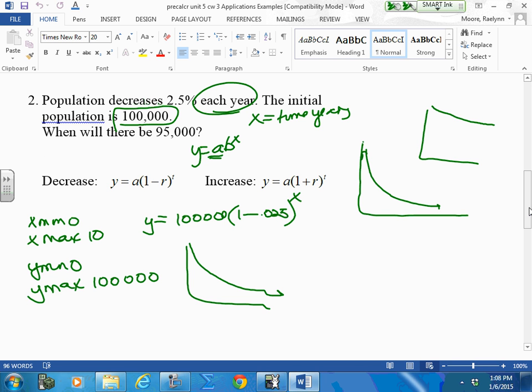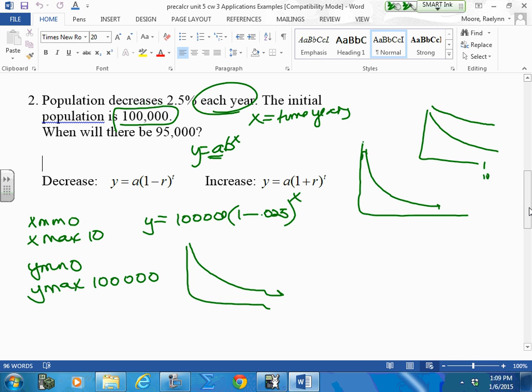We see it coming down. Look, this only went 10 years. You're only losing about 2% a year. You're not losing that much. Over 50, isn't it going to come down a little bit further? You'll see it a little bit steeper. That's what I was trying to tell you about the X max. But we don't really care because all we care about is when does it hit 95,000.